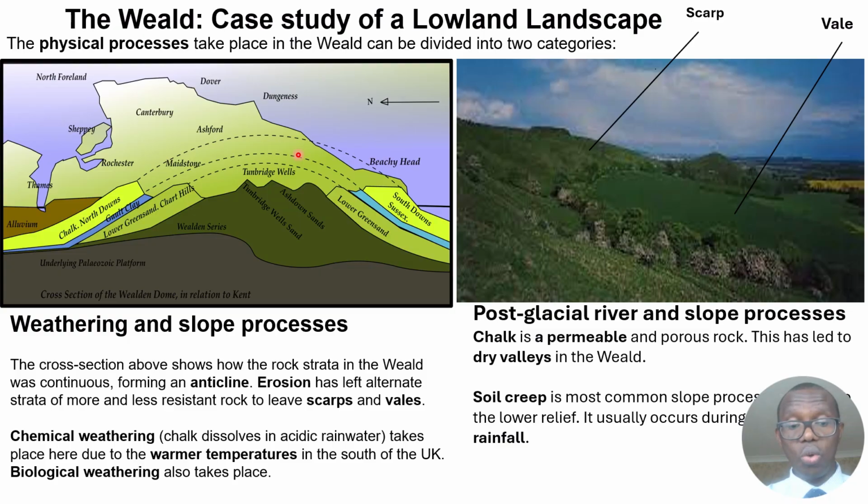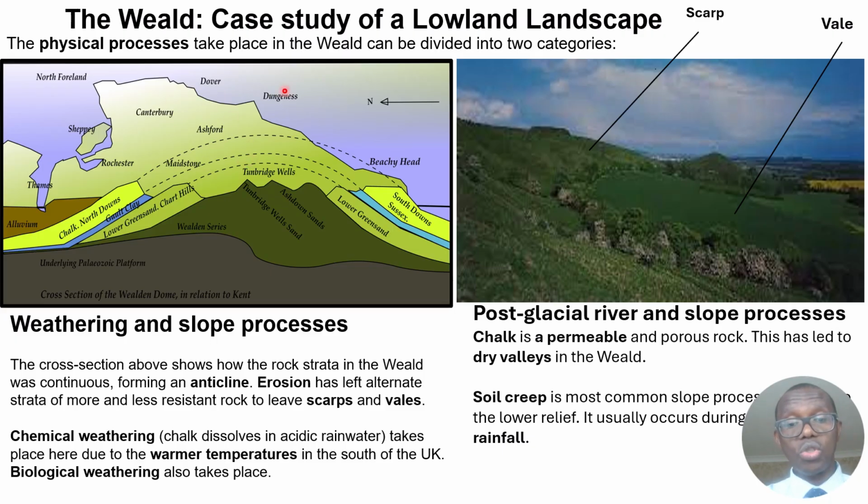Now, the main type of weathering that is taking place here is chemical weathering, and that happens when chalk, which is one of the layers of rocks here, dissolves into acidic rainwater. So obviously some of the rain may contain little amounts of acid, and that dissolves some of the rocks such as the chalk. And that will happen because there are warmer temperatures in the south of the UK.